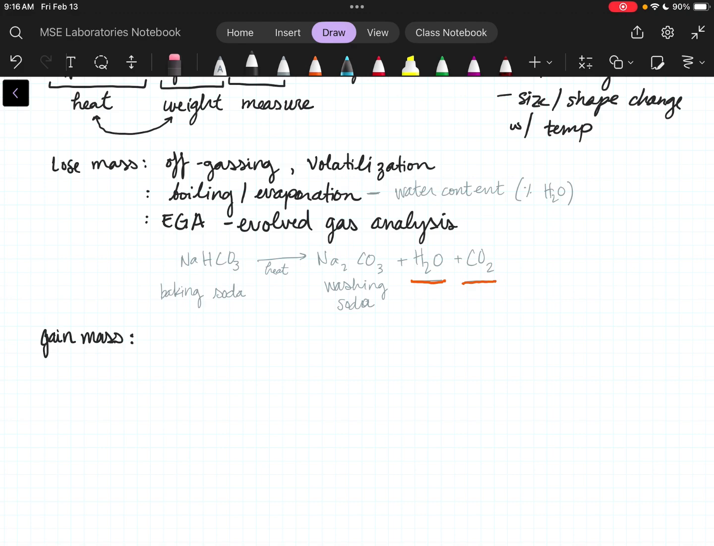Okay. Another one that we don't talk as much about is gaining mass as heat is applied. Can you think of any examples where that happens? It absorbs things from the air. I'm assuming this is an open system, not a closed system. It is, yes. It's sort of a combination between the two. It's a controlled system, but yeah, generally an open system.